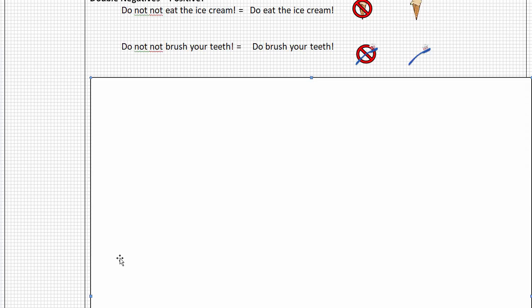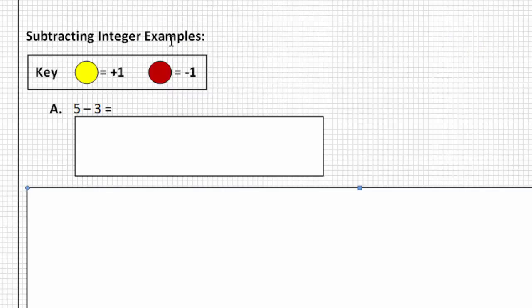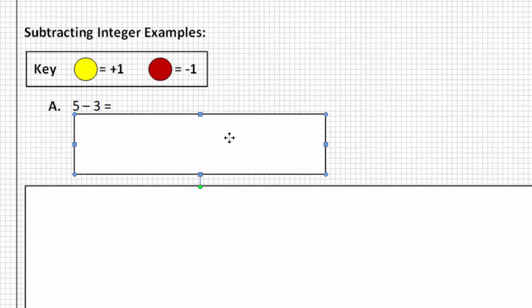Now let's get to our example problems. So again, we're using subtracting integers examples, so we're starting to look at what happens in subtraction when we have positive and negative values. We're using the same key for the chips, and here's our first problem. We're starting with 5, and we want to subtract 3. Now that's a problem you already know how to do, but we still want to start there to identify how it's going to help us in more complicated problems.